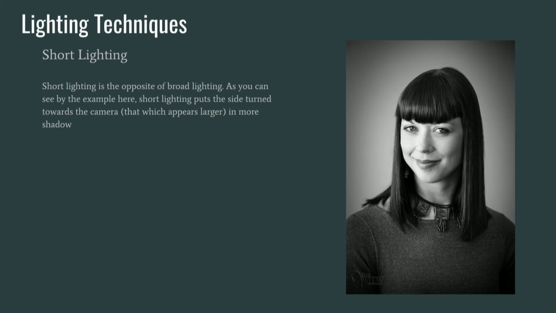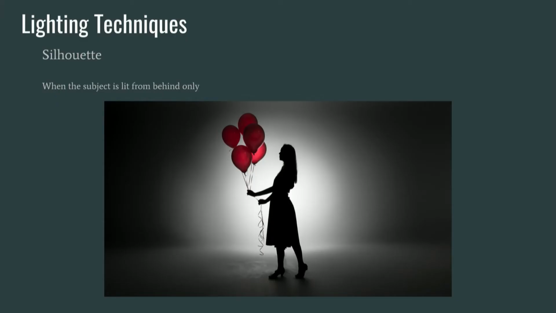Short lighting is the opposite of broad lighting. As you can see by the example here, short lighting puts the side turned towards the camera, that which appears larger, in more shadow. It would be something like that. I'm more towards the camera, and there's light on this side, but there's more shadow on that side. That's short lighting.